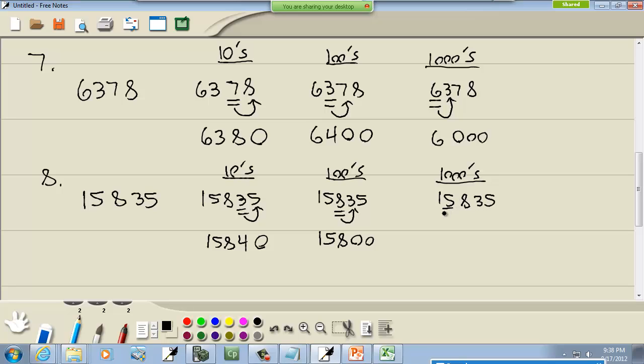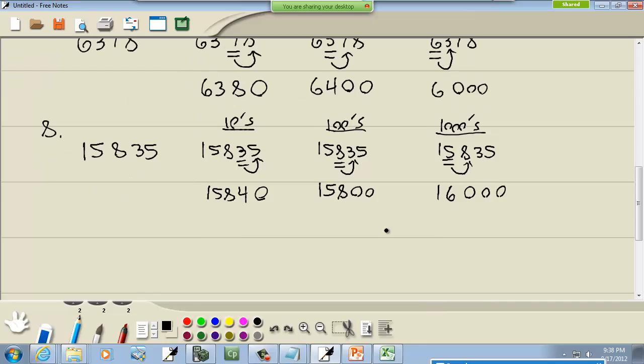And thousands. Well, this is the thousands. Look at the digit immediately to the right. It's 5 or greater, so we're going to round up. So we increase 5 by 1, so that becomes 6. The 1 just carries down, and all the digits to the right become zeros. And those are our answers.